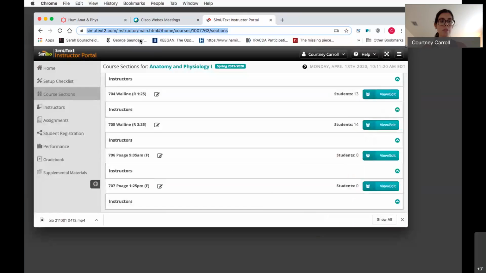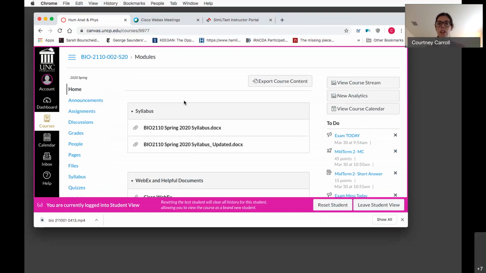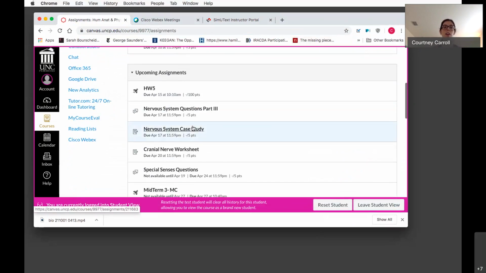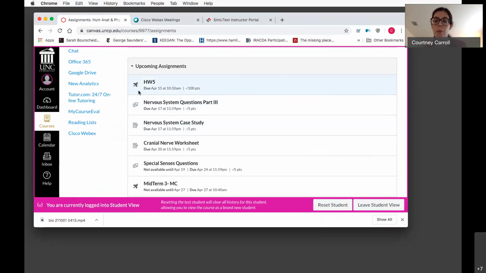So let me, okay, so this is your Canvas page again. The things you've got to pay attention to for this week. So you've got homework 5. The first thing coming up is homework 5.